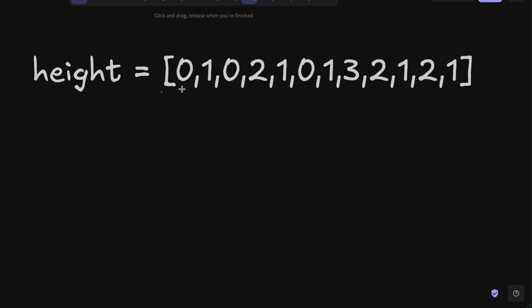So till now we know that in order to find out the water on any given position, we need to find out the maximum on the left and the maximum on the right and find their minimum and subtract this particular height.